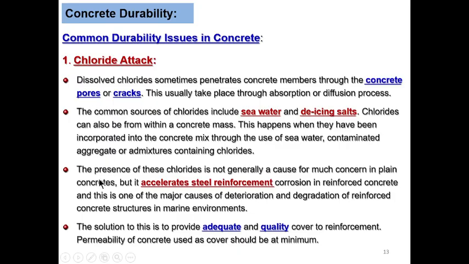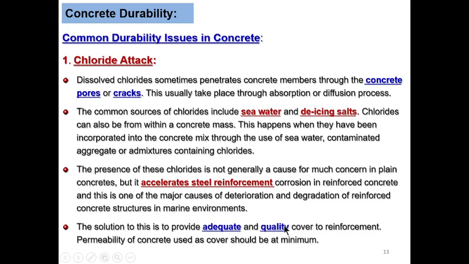So what is the solution to chloride attack? The solution is to provide adequate and quality cover to reinforcement. Take note, the adequate. That is why some designs state the minimum requirement for cover. The concrete cover must be not less than the diameter of the reinforcement. So that means the cover must be adequate.